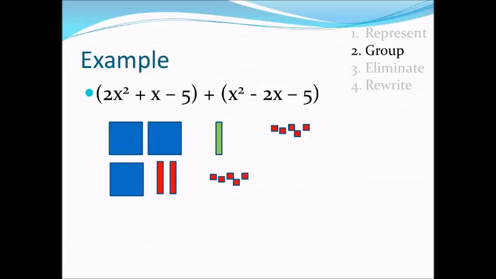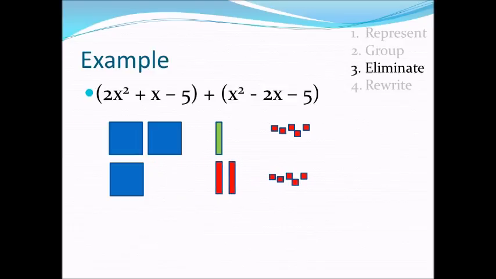Now comes time to group similar tiles together, which I've currently done. So all the x^2 tiles are together, all the x tiles are together, and all the unit tiles are also together. We're now going to move on to eliminating the zero pair. In the x^2s, I don't have anything I can eliminate because I only have blue. I don't have a red one that can offset it. In the x tiles, though, I do have a red and a green. That means I can actually eliminate them. And in the unit tiles, I don't have any different colors, so they're all going to stay there.